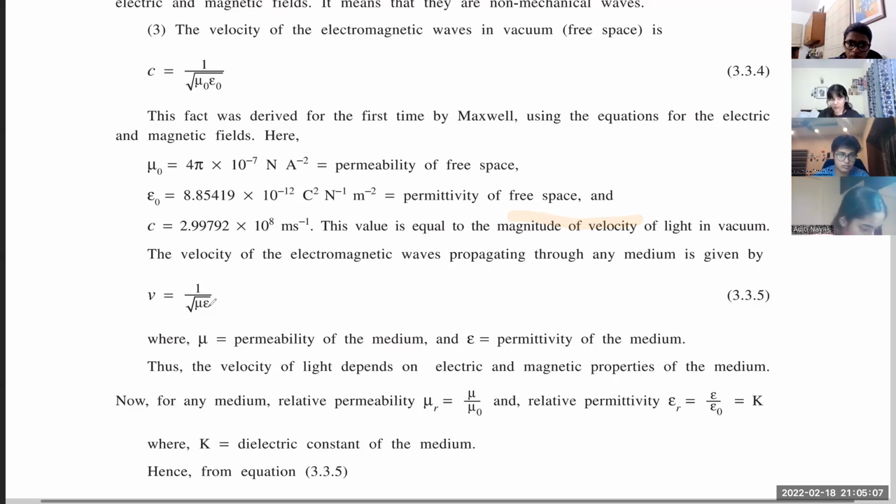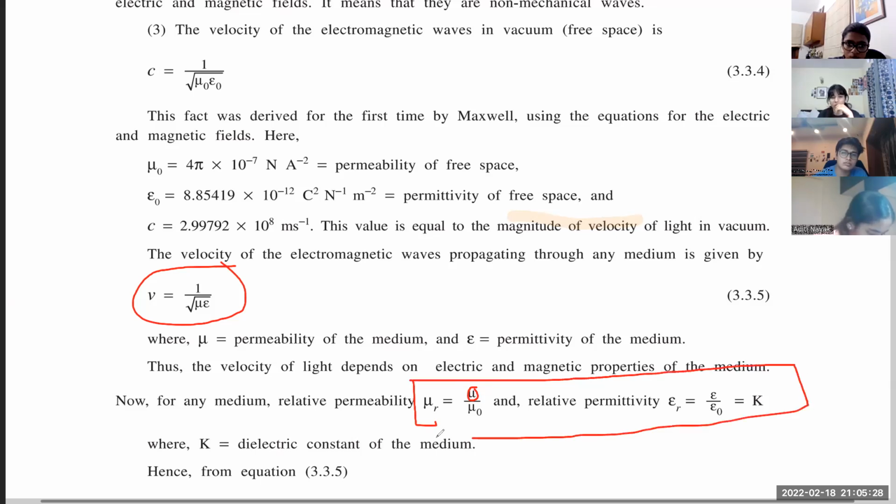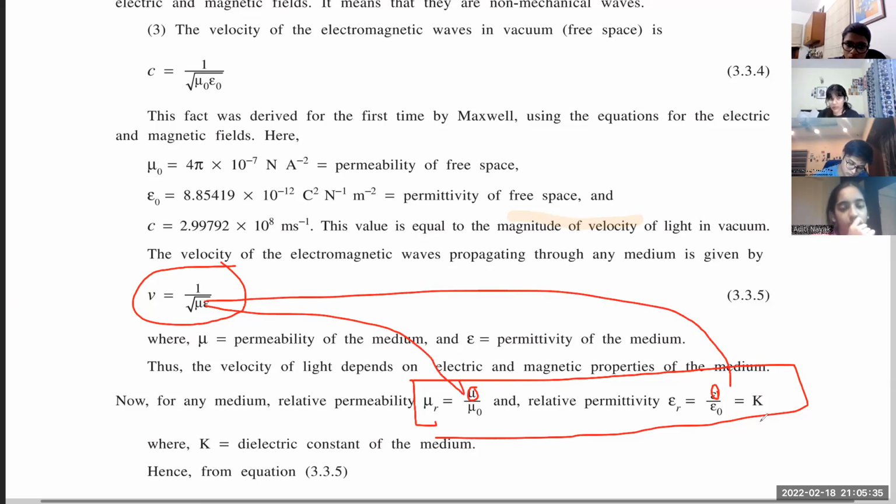If it is some medium, then you just delete the naughts, and also don't write c because then the speed is not 3 into 10 power 8. So you just write v. Okay, so write this formula. V is 1 by root of mu epsilon, and yeah, write these two things also. Epsilon mu, ये जो mu है इसमें ये है actually mu naught into mu r, vacuum into relative. And the epsilon which is there in this formula, it is epsilon naught into epsilon r.